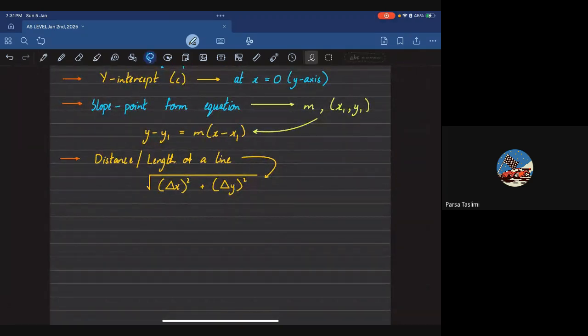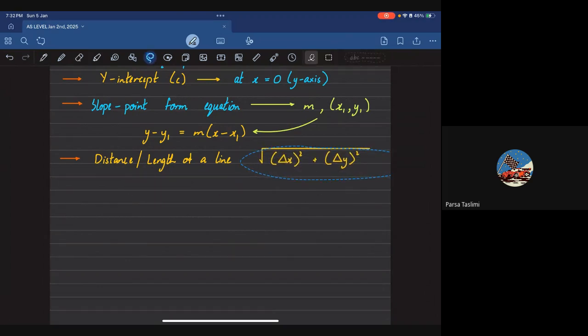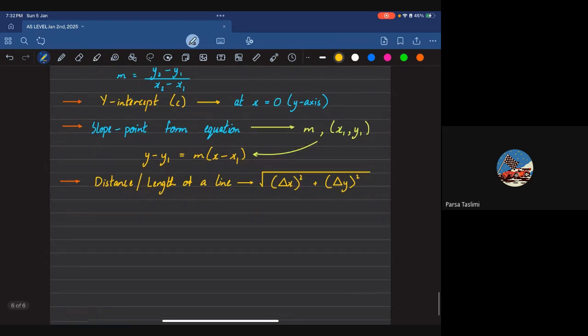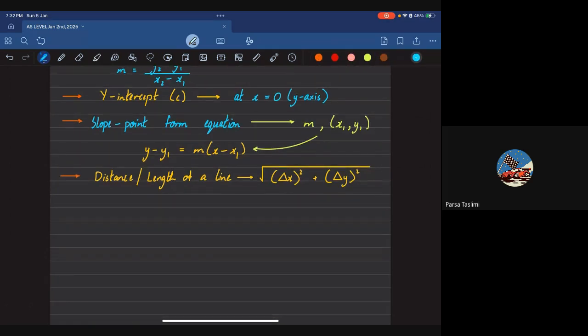And another variation of the same formula can be written like this, where you need to calculate the change. Another version of this formula can be: under root, x2 minus x1 whole squared, plus y2 minus y1 whole squared, all under root. So this is how you calculate the distance from A to B, or the length of a line.